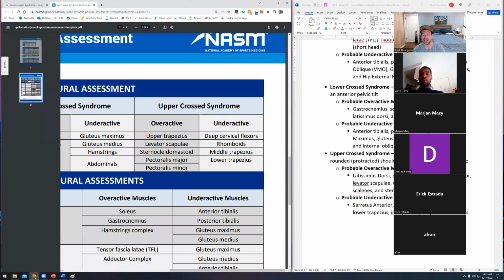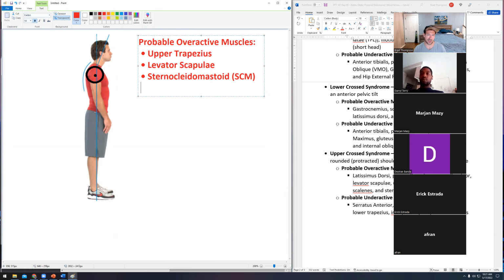And then we're going to see tightness in both of our pec muscles, the pectoralis major and the pectoralis minor. I'll say it's mostly the minor, but they do both belong on that list. So pectoralis major and pectoralis minor. So that's our biggest list of tight muscles here.